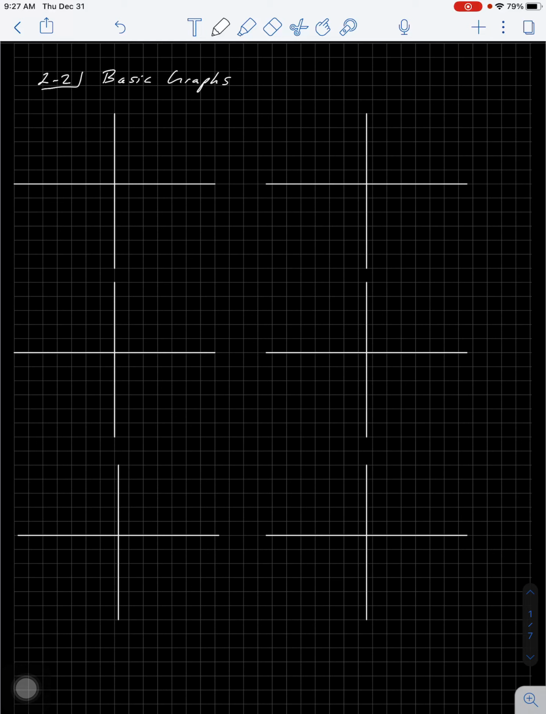Hello, welcome to section 2-2. We are going to look at basic graph shapes. And graphing is one of my favorite things, so I'm pretty excited to go through this material with you.